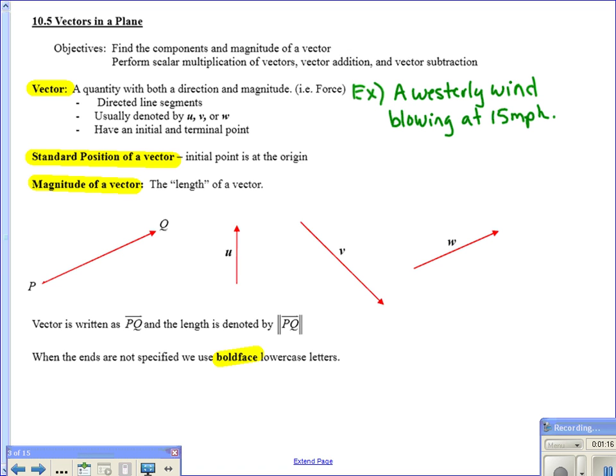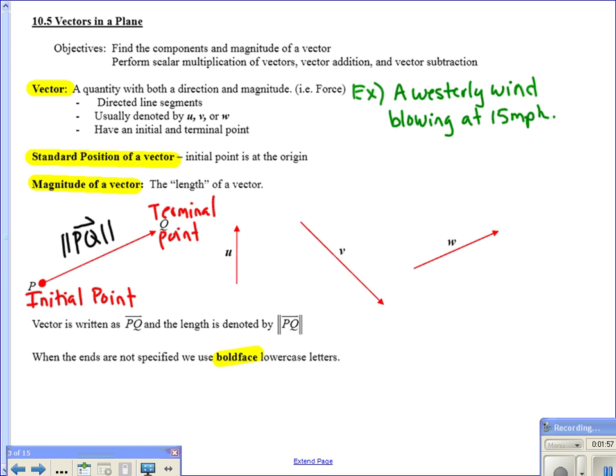Now, usually there's a point on the end right here, and then of course this arrow would denote our terminal side. So this point here would be the initial point, or our starting point, and this would be the terminal point where the arrow is. And for these, we can denote the length by using these double lines, and if you use uppercase letters, you can put an arrow above, and that denotes the magnitude of the vector when you use those two lines like that.